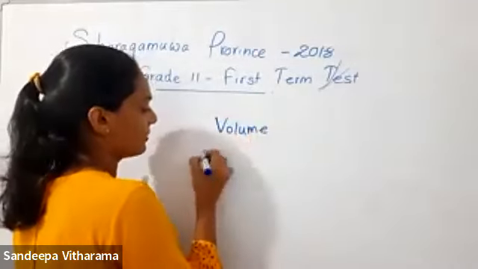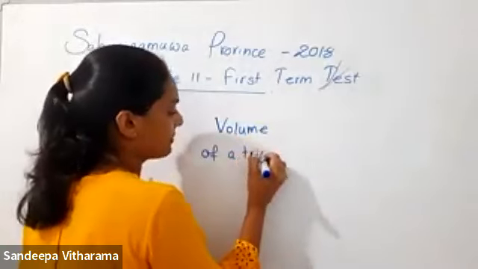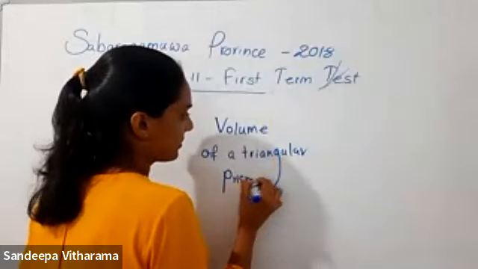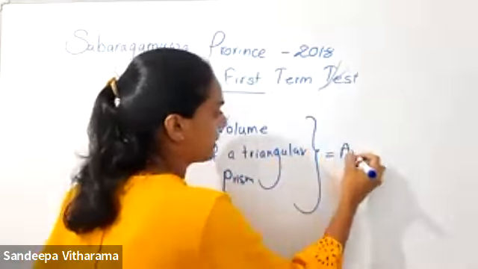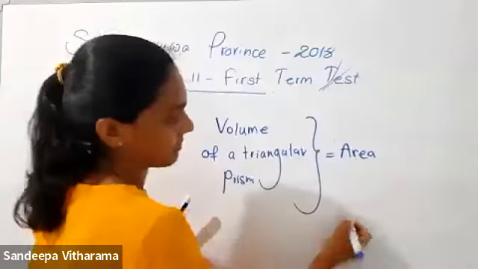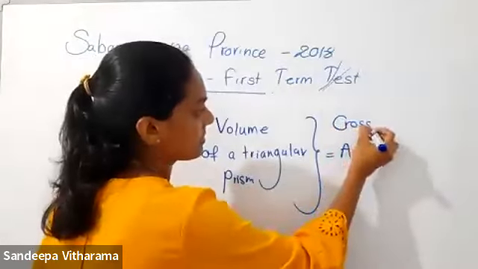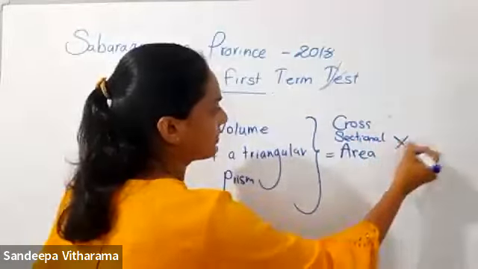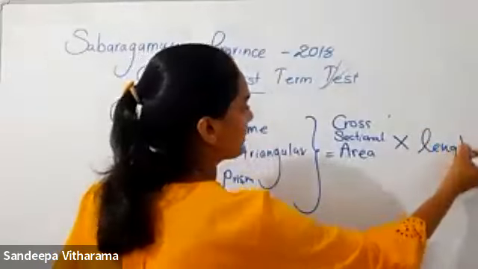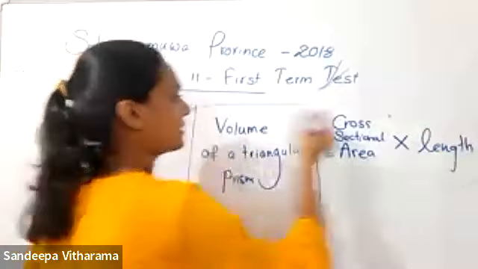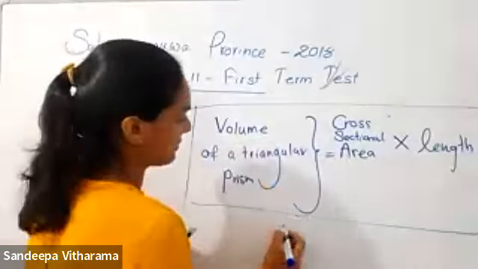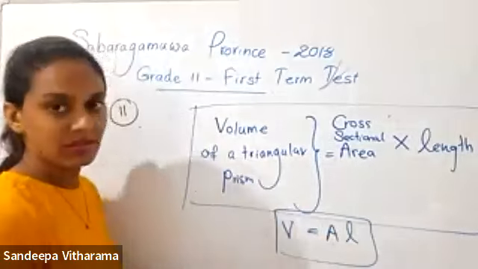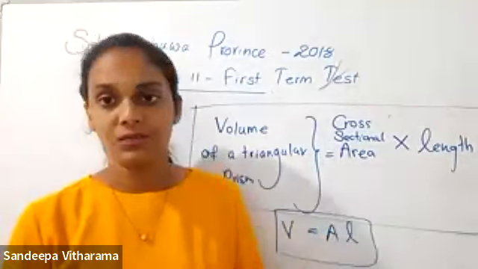Write this down, volume of the triangular prism is equal to cross-sectional area into height or length. Okay? Take it as length. This is the equation that we use. You can just remember this: V is equal to A L. A means cross-sectional area, L is length, V is volume.